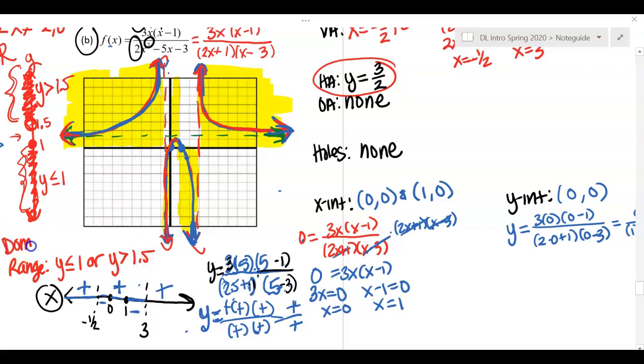For the domain of the function, which x values did we skip over? Our vertical asymptotes are marking that. And so we would say you cannot include x's, or x cannot equal -1/2 and 3.